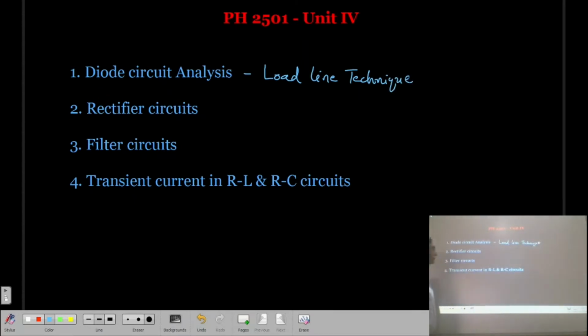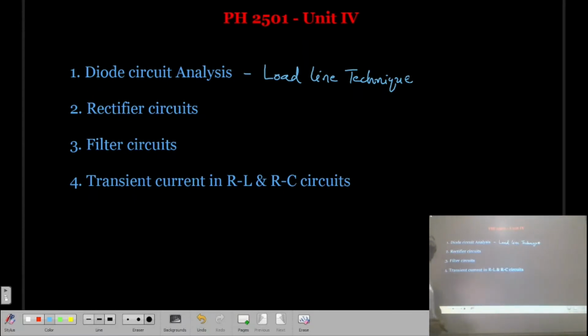Then the second part of this unit is the rectifier circuit. Already you are familiar with the different types of rectifier. Here we will discuss the half wave, full wave, and bridge rectifier circuits again, but with mathematical analysis. In this analysis we will calculate the DC voltage, DC current, AC voltage, and ripple factor. So we are going to discuss the different parameters of the rectifier circuit in this part of the unit.